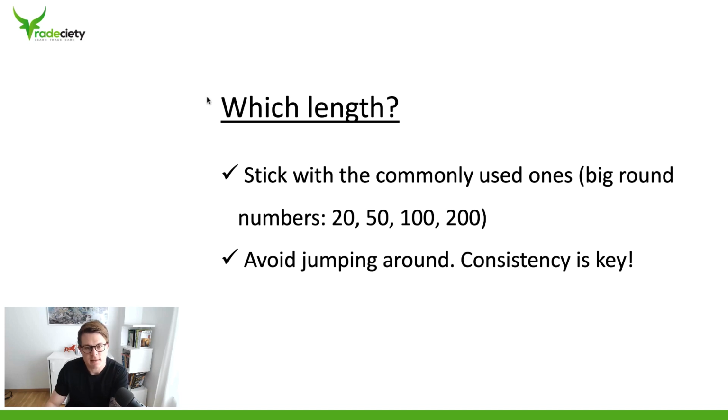So which length? When it comes to length, I always recommend that you stick with the commonly used ones, big round numbers: 20, 50, 100, 200, and 250 is very popular as well. For a shorter moving average, you can also go to the 10 period setting. Avoid jumping around. It doesn't matter which trading concept or indicator, avoid jumping around. Consistency is really the key. You need to pick your set of moving averages and then you stick to them. This is very, very important.